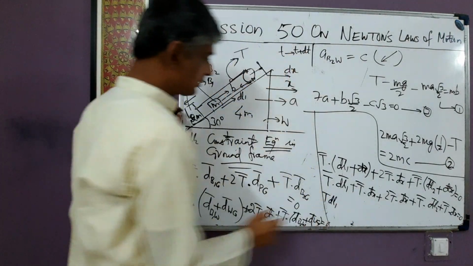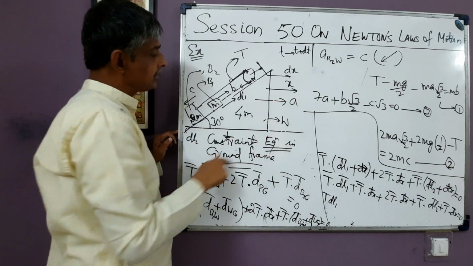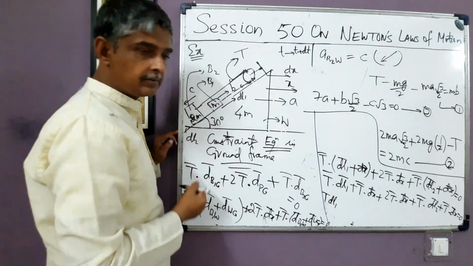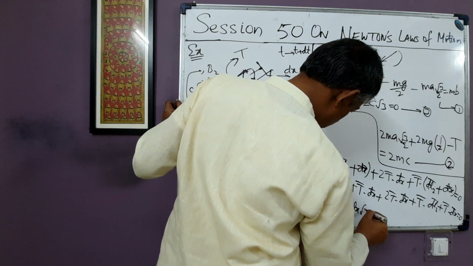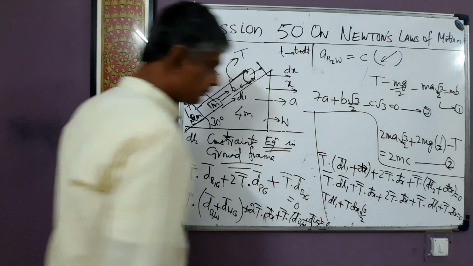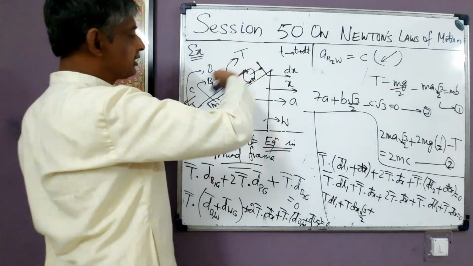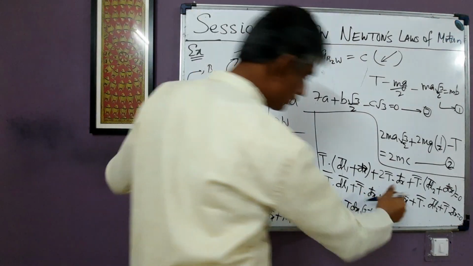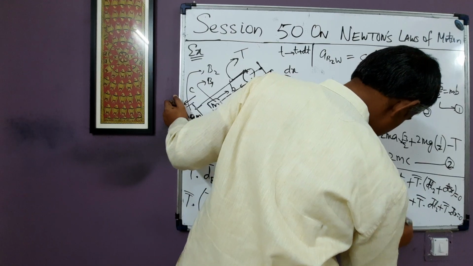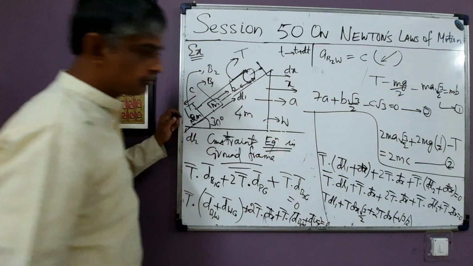Now T dot dx. T is here, dx is that way. So T and dx angle is 30 degree. This becomes how much? T into dx into cos 30 degree, root 3 by 2. Okay. Now this 2T dot dx. On this 2T, T and T are in this way, dx is that way. Angle is 150 degree. So this becomes 2T into dx into cos 150 degree, minus root 3 by 2.